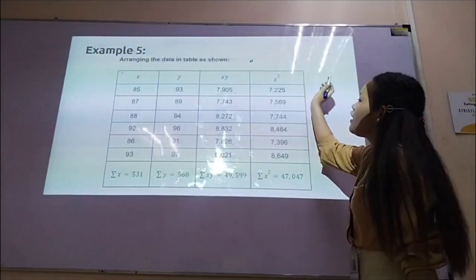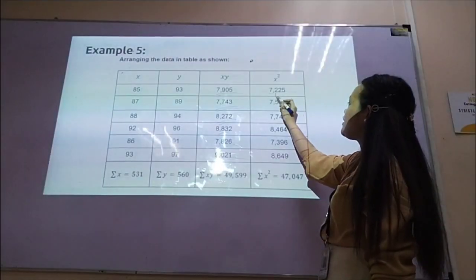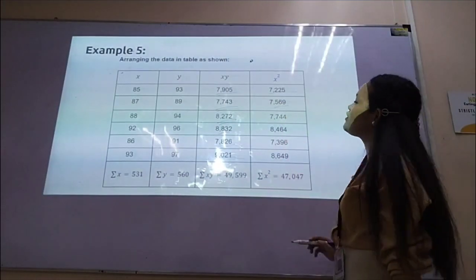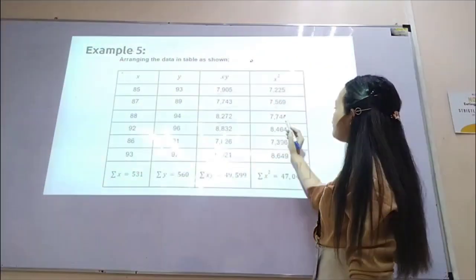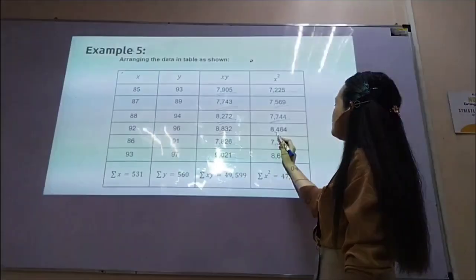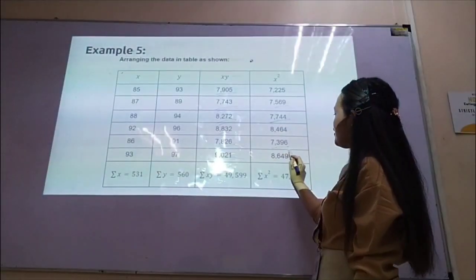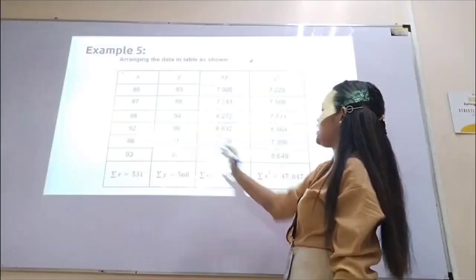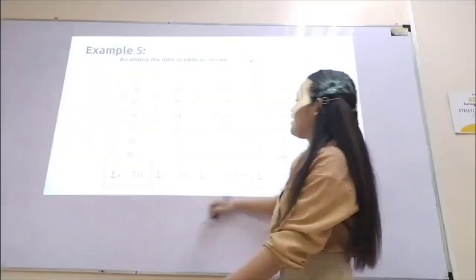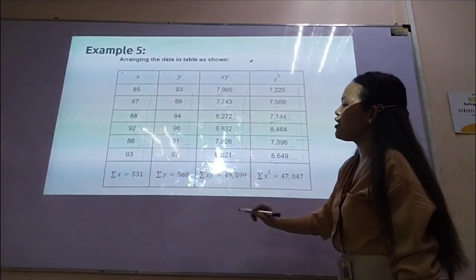Now the x squared: 85 multiplied by itself, or 85 to the power of 2, is equal to 7,225. 87 to the power of 2 is 7,569. 88 to the power of 2 is 7,744. 92 to the power of 2 is 8,464. 86 to the power of 2 is 7,396. 93 to the power of 2 is 8,649.